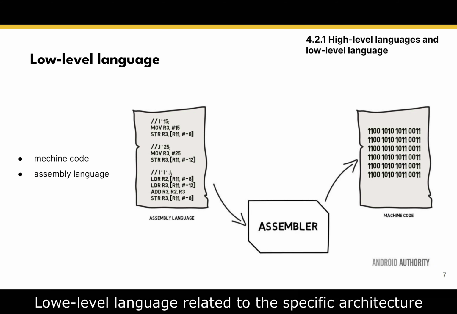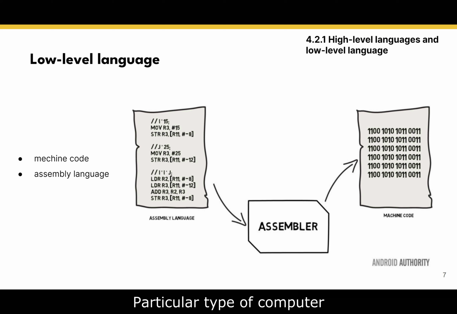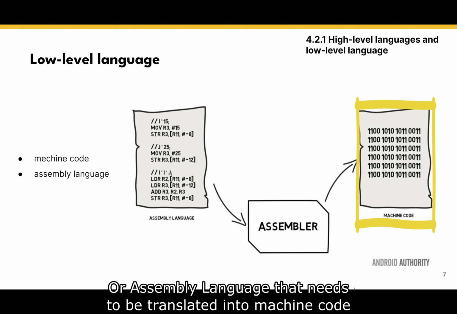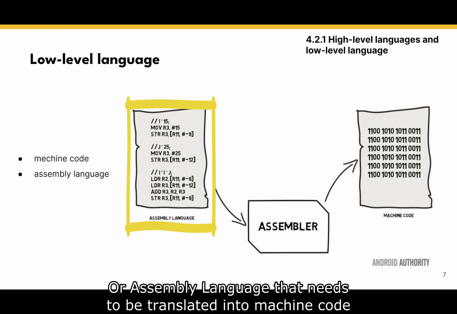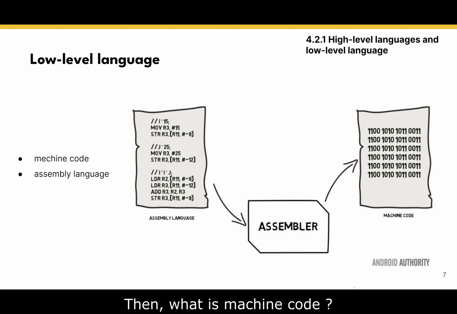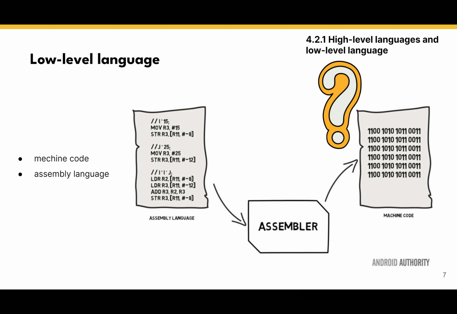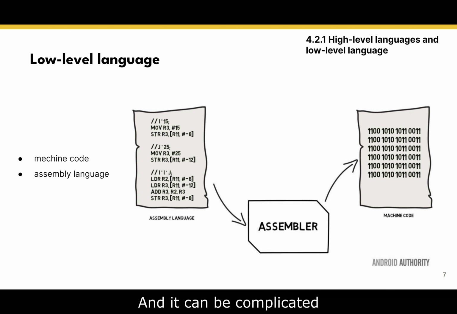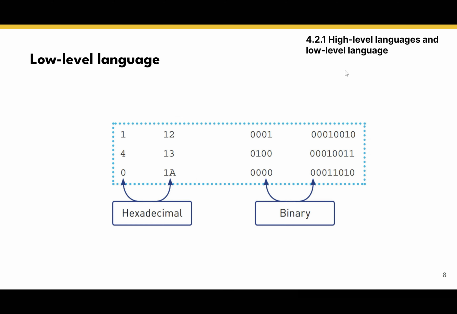Low-level languages relate to the specific architecture and hardware of a particular type of computer. Low-level languages can refer to machine code, the binary instructions that a computer understands, or assembly language that needs to be translated into machine code. Then, what is machine code? Programmers do not usually write in machine code as it is difficult to understand, and it can be complicated to manage data manipulation and storage.